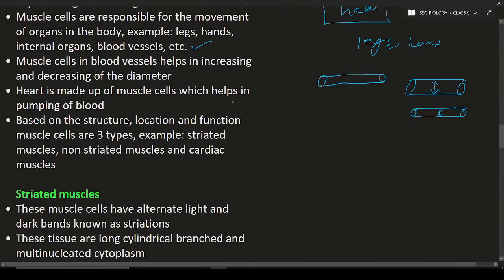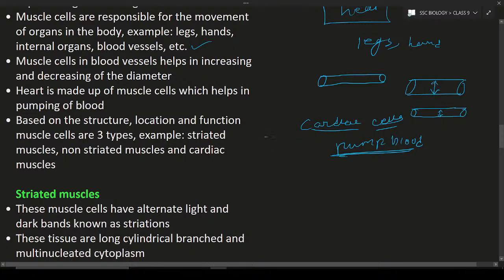Next, the heart is made up of muscle cells, okay. The muscle cells of the heart are known as cardiac muscle cells or cardiac cells. So these are nothing but cells of the heart. The muscles present in the heart are responsible for its functioning. We know that the main function of the heart is to pump blood. So the cardiac muscles are helpful in the pumping of blood, okay.